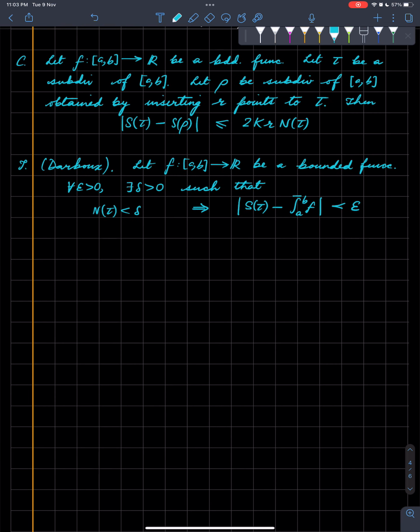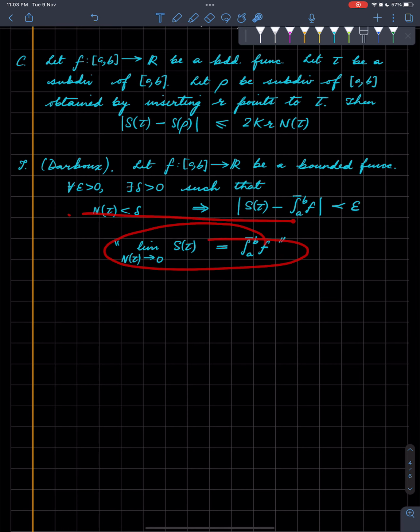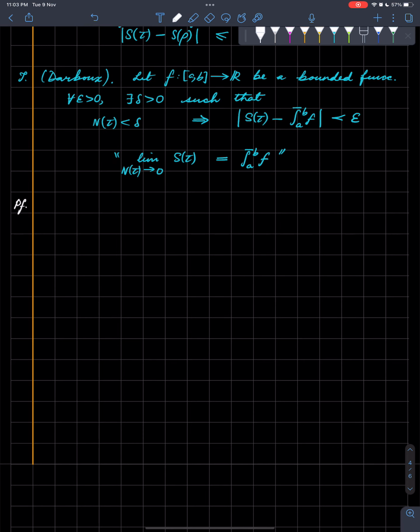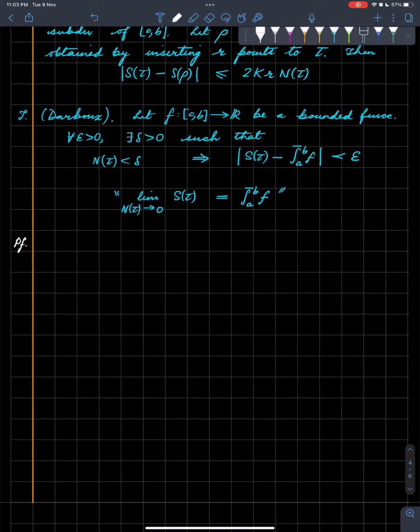One can express this in a suggestive way by writing the limit as norm tau goes to 0 of s tau is equal to the upper integral. So basically I should have just written it, and what this means is this whole business. Okay, so let's prove that. So let epsilon be greater than 0, and we need to find a delta such that this holds.